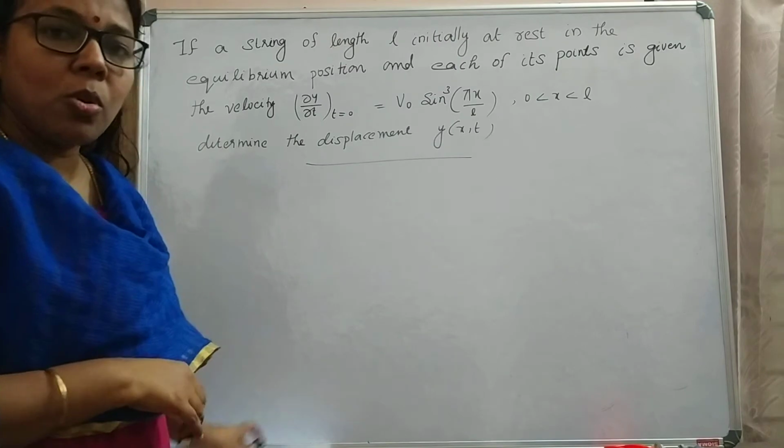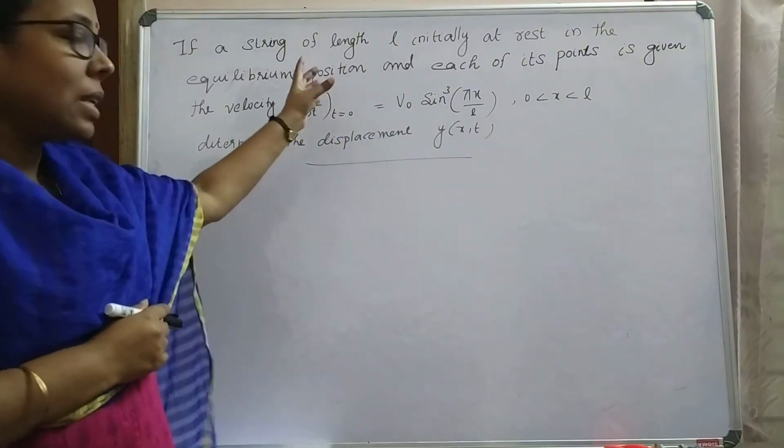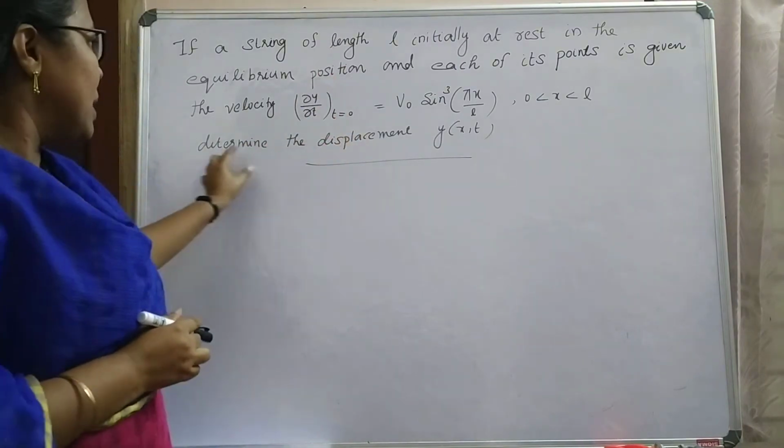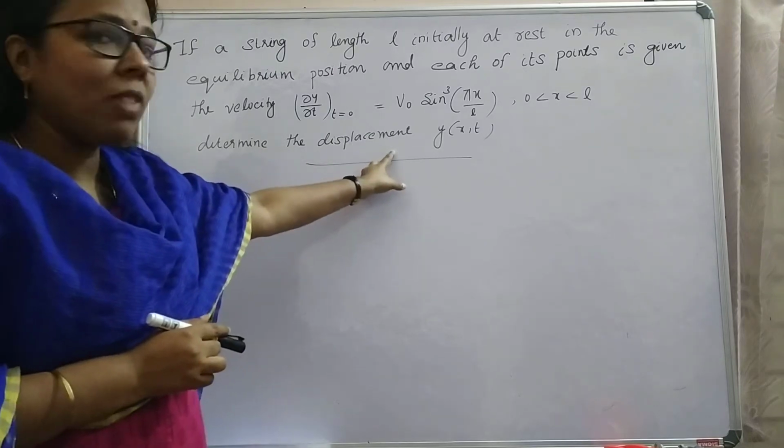Hi, one more question in wave equation is given. First read this question very carefully. Here we have to find the displacement function y of x comma t.